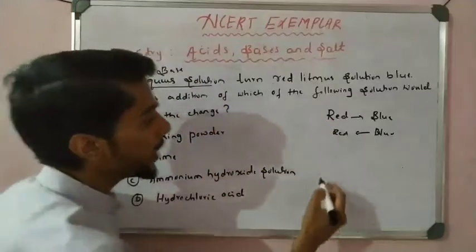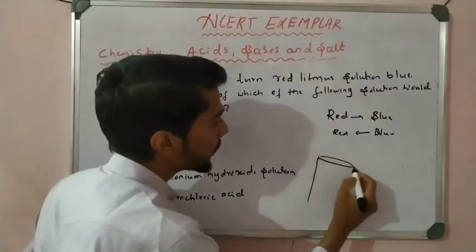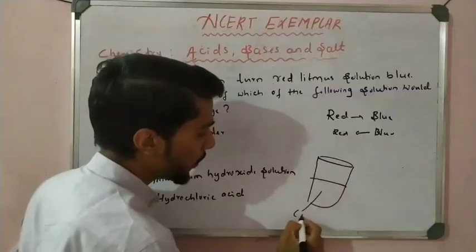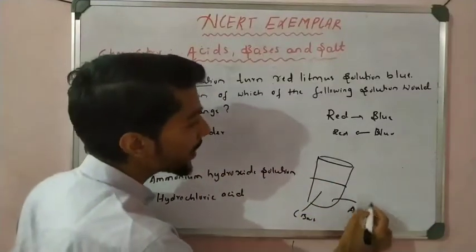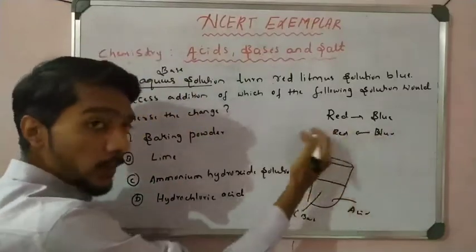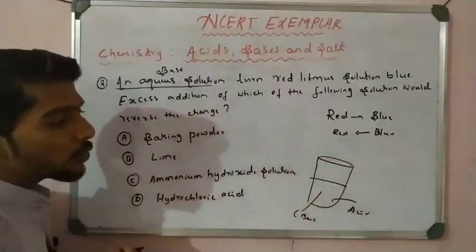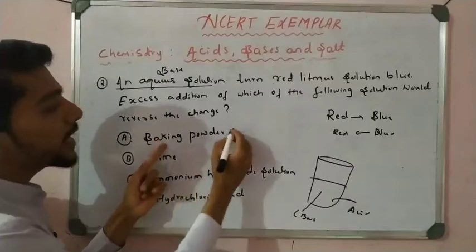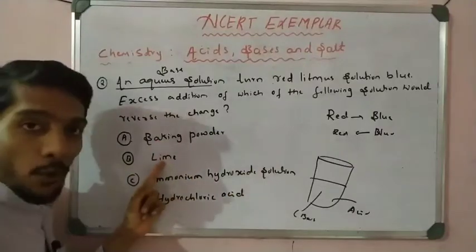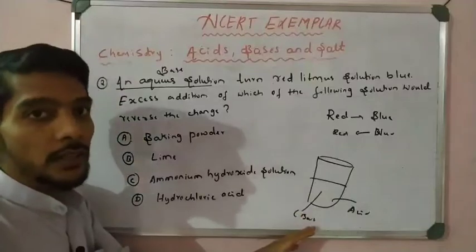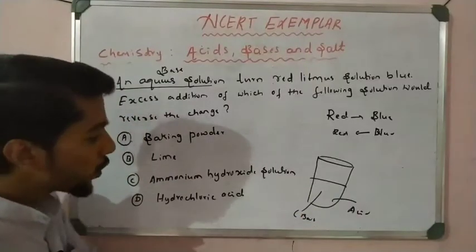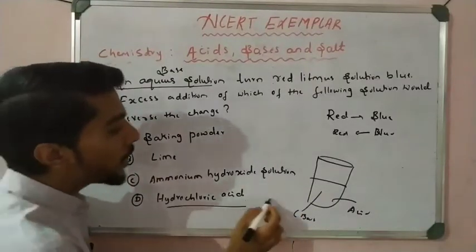Means the test tube which contains base. Now the base is converted into acid, so the reaction is reversed, blue to red, right? So how do we see it? Baking soda is a base, lime water is a base, and ammonium hydroxide is a base. If you add a base, there is no reverse process. So what we do is add hydrochloric acid.